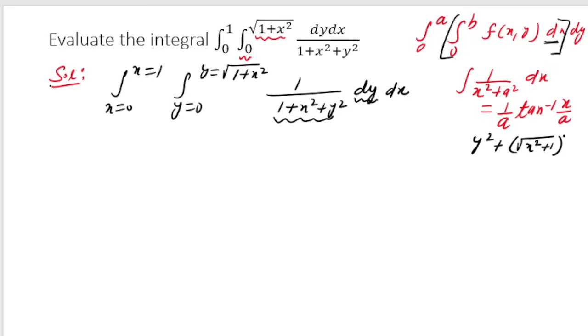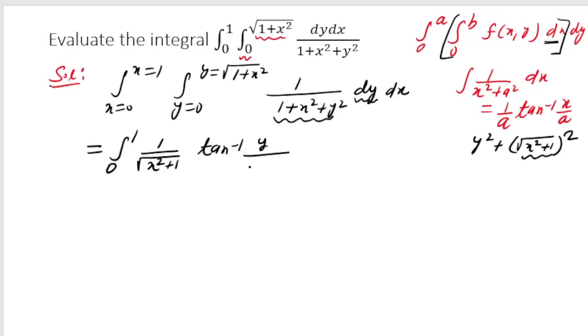So I will write y square plus under root x square plus 1 whole square. So if I will integrate it, it will be what? X 0 to 1. Now I am not writing x 0 to x 1 because it is obvious. And here the a value is under root x square plus 1. So 1 by a will be 1 by under root x square plus 1. And then I will write tan inverse x. So in place of x we have y, because we are integrating it with respect to y.